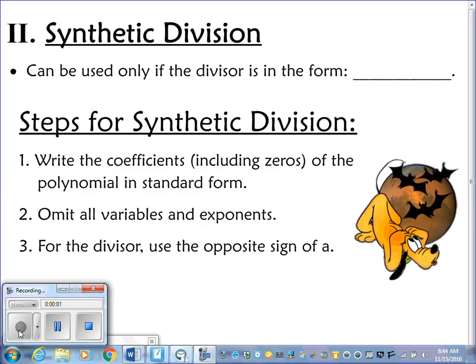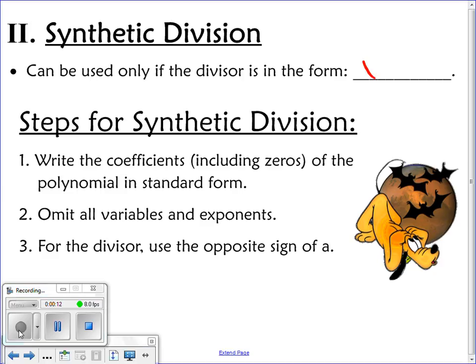All right, so synthetic division, here's the big kicker with it. It cannot be used for everything. It can only be used if the divisor, whatever you're dividing by, is in the form x plus or minus a, where a stands for a number. So it has to be like x minus 3 or x plus 5. It has to be x plus or minus a number. So if it's like 2x plus 7, no good. If it's like x squared minus 3, no good. It's got to be just x plus or minus a number.